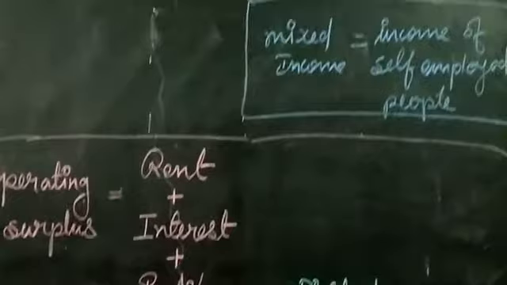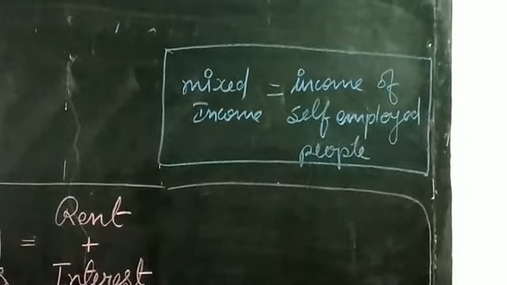The next, or third, item is mixed income. Mixed income refers to the income of self-employed people. Income of self-employed people means people using their own labor, their own land, their capital, and their entrepreneurship to produce goods and services. This income is a mixture of wages, rent, interest, and profit.